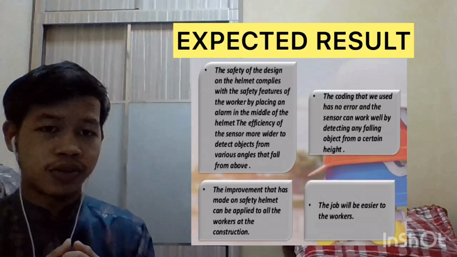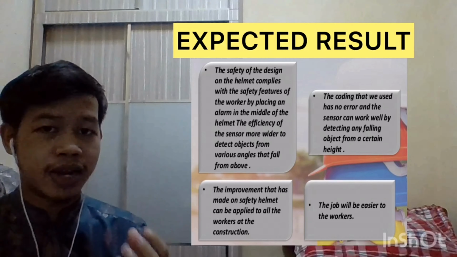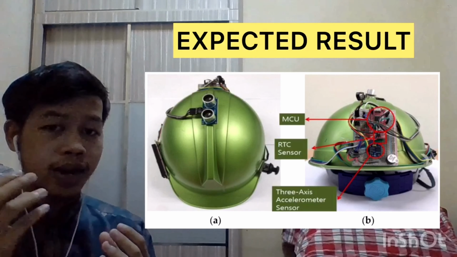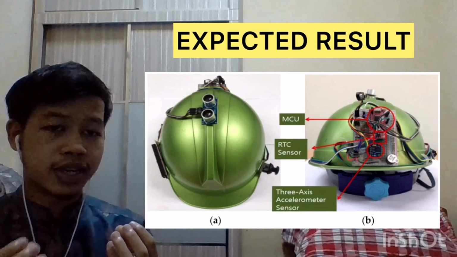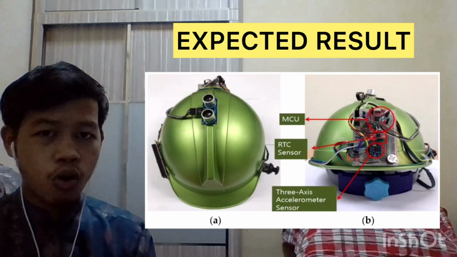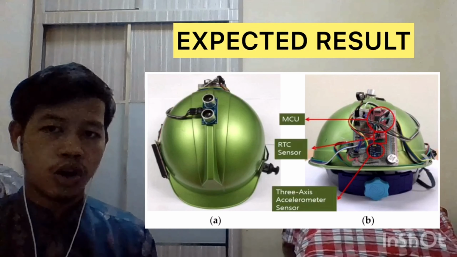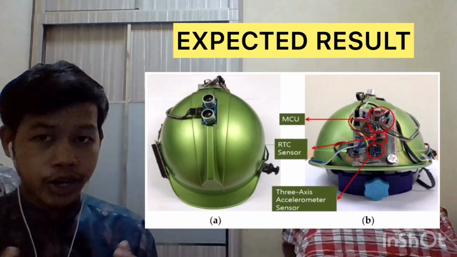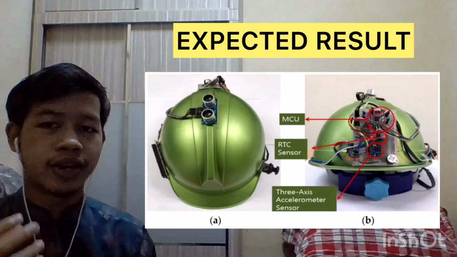Okay, our expected result is that the safety of the design on the helmet complies with the safety features of the worker by placing the sensor in the middle of the helmet. You can see the diagram. They are placing the sensor at the middle of the helmet. So, what is the benefit when we place the sensor in the middle of the helmet? The efficiency of the sensor is wider to detect objects from various angles that fall from above. Furthermore, when the sensor detects any falling object from above, the alarm gives a sound to the worker, and the worker can take a safe move by moving in another direction to avoid being hit by the object from above.